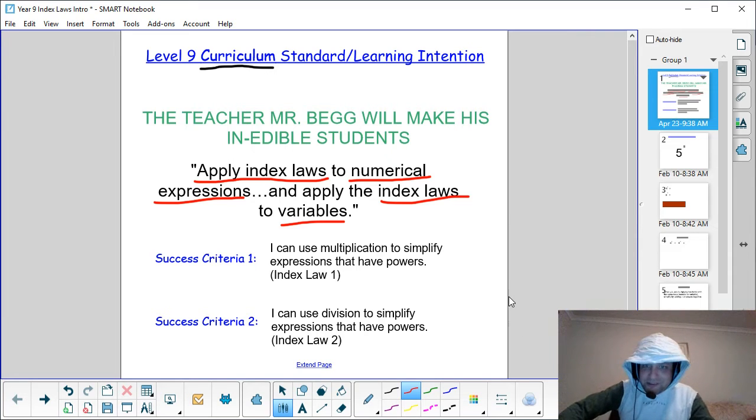So we start with the first couple of index laws. You were taught them last year. You've forgotten them. We'll do them again. To be successful today, you will use multiplication, and you'll be putting together terms or expressions with powers in them, and you'll be using division to do the same thing. So let's get into it.